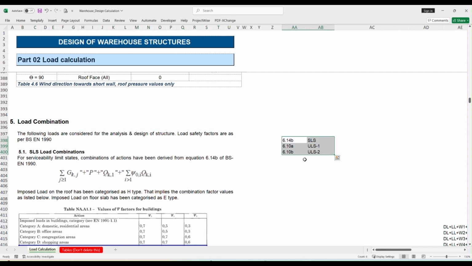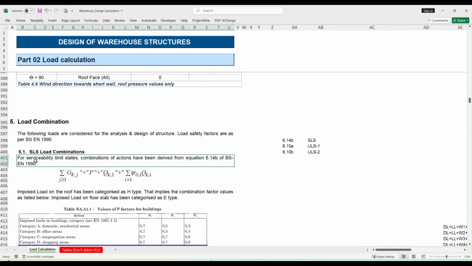One is as per equation 6.14b of EN 1990, that is for the SLS case, the serviceability limit states load combination set, and the second one is 6.10a and the third is 6.10b. Both are ULS load combinations, that is ultimate limit states load combinations.